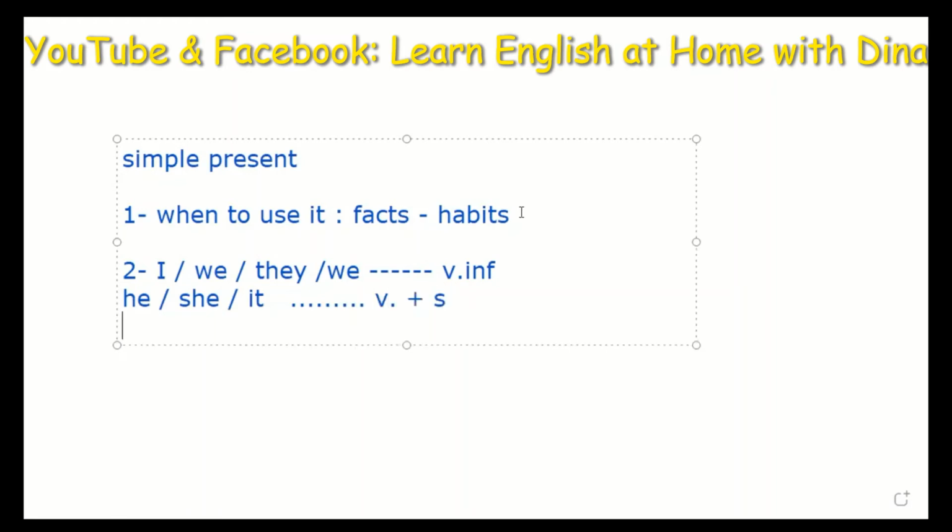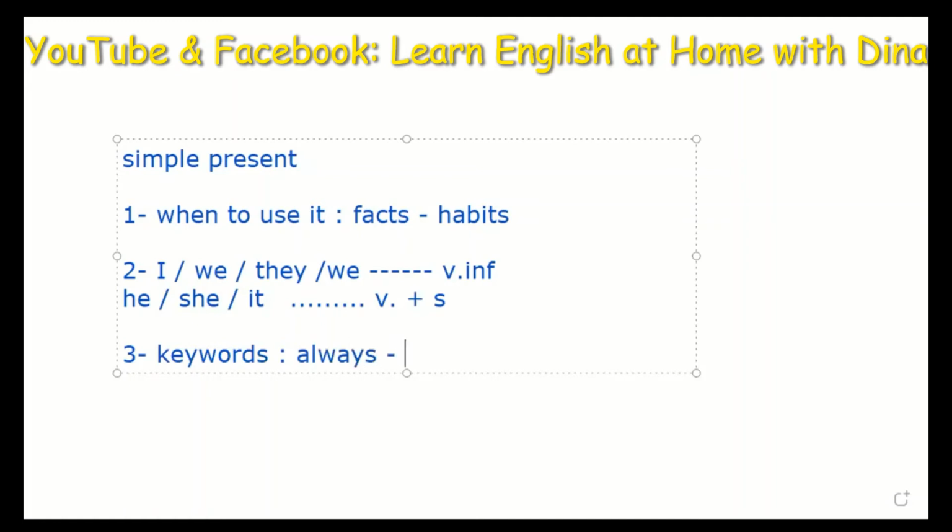أوكي. نمبر 3 الكيوردز. إيه الكلمات الدالة عليه؟ إيه الكلمات اللي لما أشوفها أعرف إن هو ده الزمن اللي لازم أستخدمه؟ الكلمات اللي بتدل على العادات زي مثلا always دائما. خليني أكتب لكم الأول keywords الكلمات الدالة عليه زي always دائما، و usually عادة، و sometimes أحيانا.